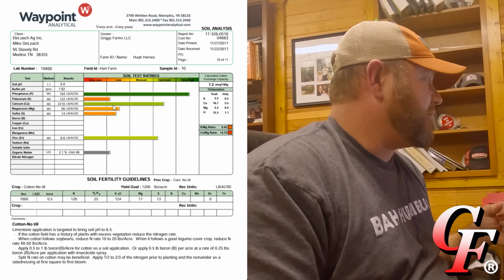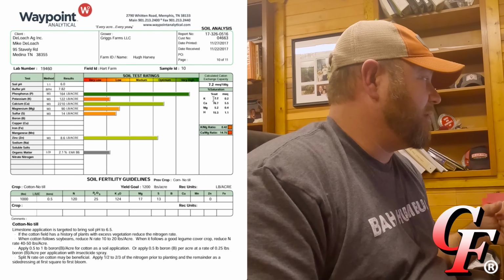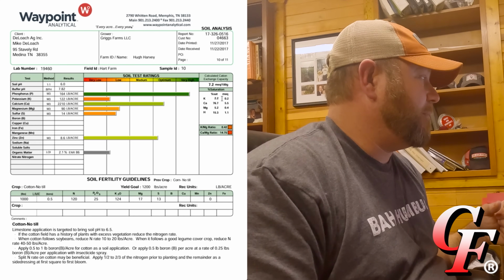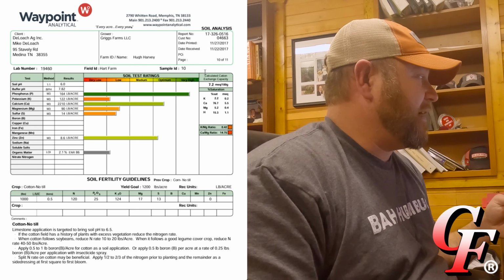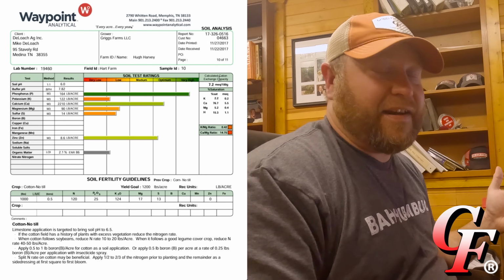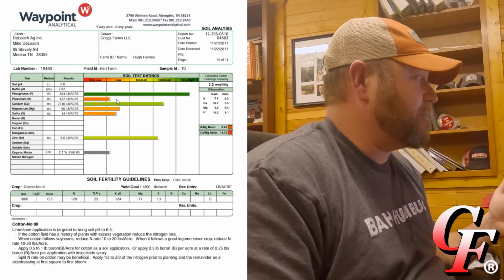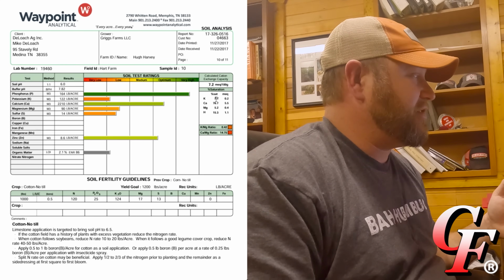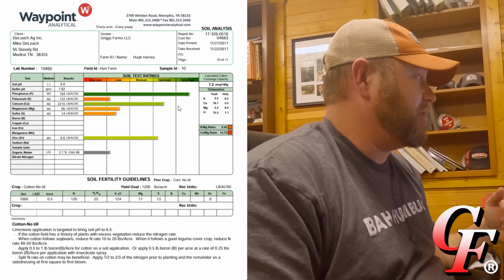Then you look at this soil test right here, we got really low potassium levels, 2.2% base saturation, but looking at our cation exchange capacity, because our cation exchange capacity is lower, it's not going to take as much potassium to raise this 2.2 up to 5% as it was the previous one.